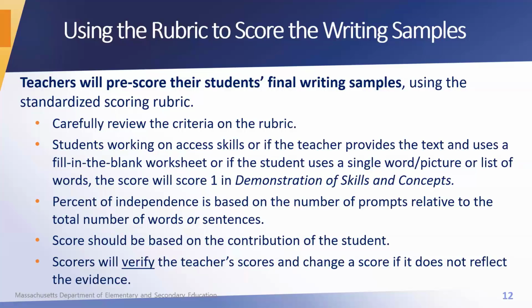And I said that the scorers will verify the scores on your rubric. If your rubric isn't filled out, they can't verify it, and therefore it can't be scored because we aren't there. The only time that we change a score is if the evidence you send us does not reflect the scores on that rubric. So say you give us a list of single words, but you've given the student all 4s, we would definitely change that to reflect the evidence.